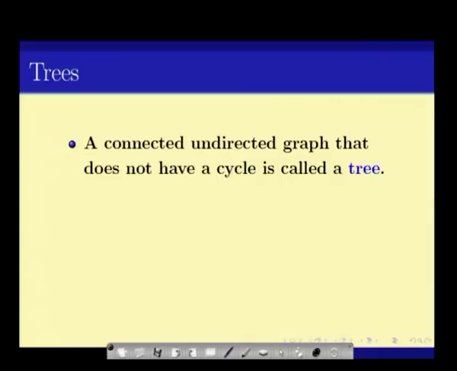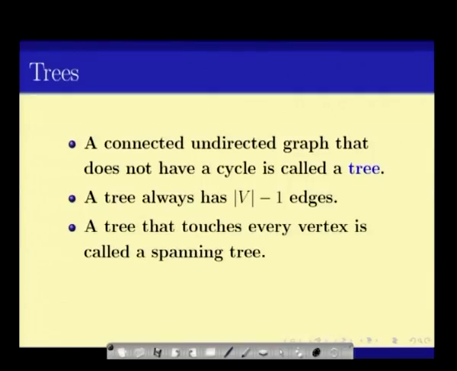Another important concept is trees. So, what is a tree? A tree is basically the minimal connected graph one can think of, or in other words, it has lots of other characterizations. For example, a graph that is connected and does not have a cycle is called a tree. A tree also is a graph that is connected and has exactly V minus 1 number of edges. And if a tree touches all the possible vertices, then it is called the spanning tree.